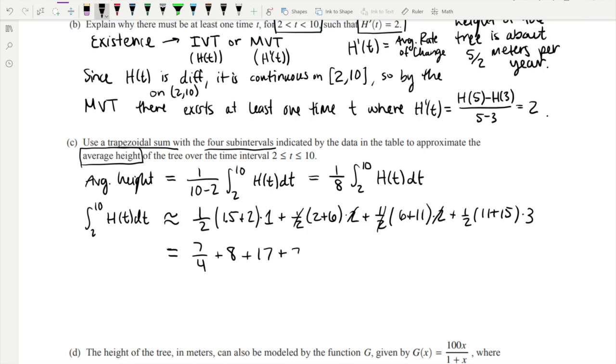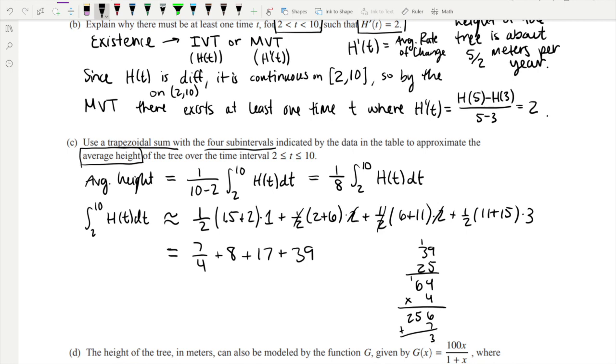13 times 3 is 39. Okay, so now I've got 39 plus 25, the 8 and the 17, 64. So I have 64 plus 7/4, so I need to multiply by 4 to get this over fourths. So this is 256 over 4 plus 7 over 4. So I'm adding 7 now to this.